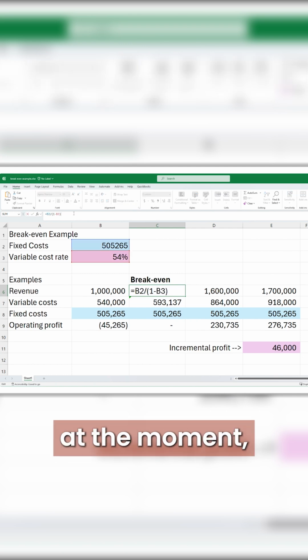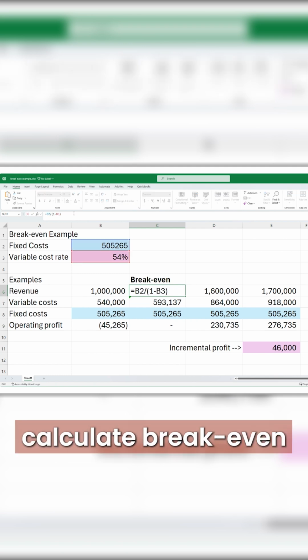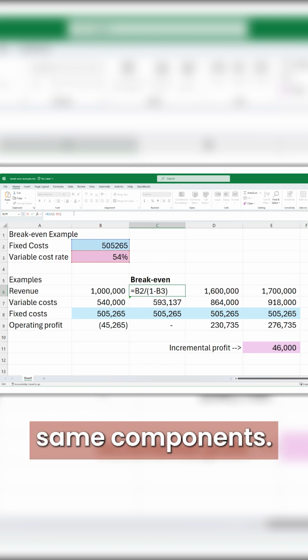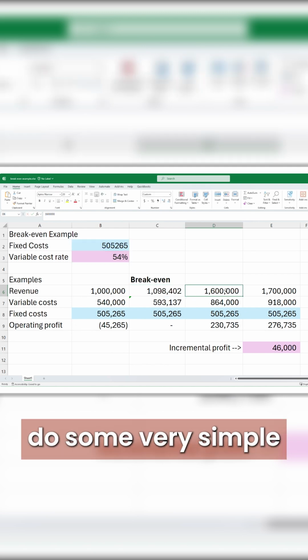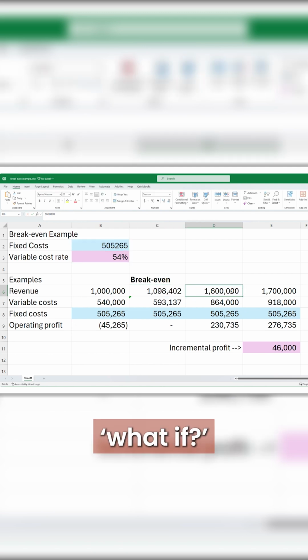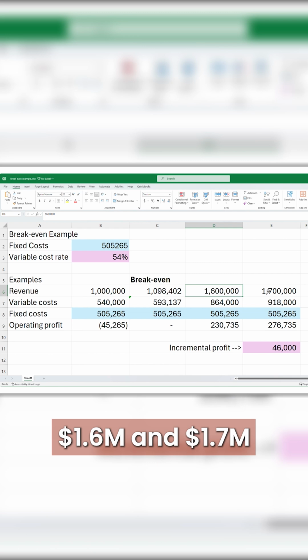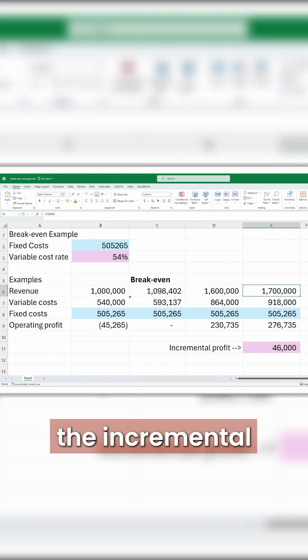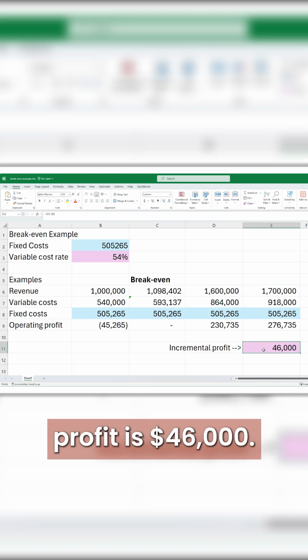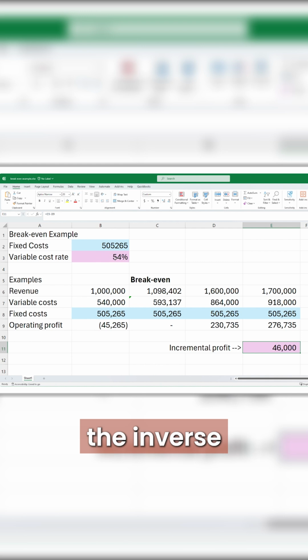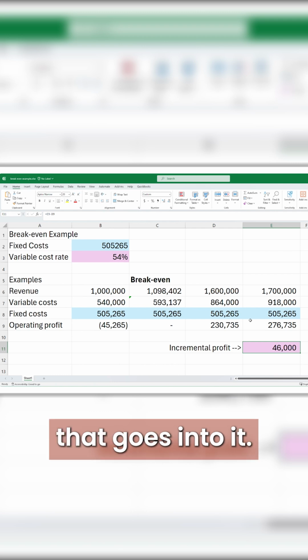I'm not going to break it down at the moment, but we can mathematically calculate break even using those same components. And then we can also do some very simple what-ifs. Here I'm going to make the distinction, the difference between 1.6 and 1.7 million, the incremental profit is 46,000. And that is the inverse of my variable cost rate. So that's the math and the mathematical calculation that goes into it.